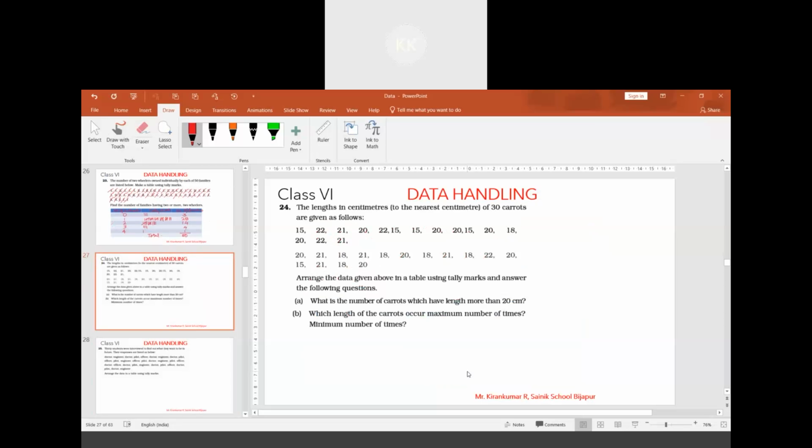In the next question also we have to make a tally mark table. There are 30 carrots and their lengths to the nearest centimeters are mentioned. So we need to make a tally mark table and we need to answer these questions.